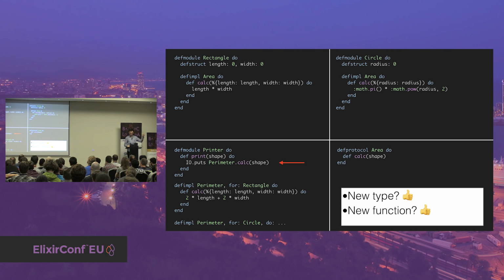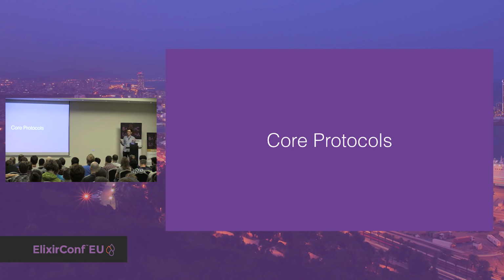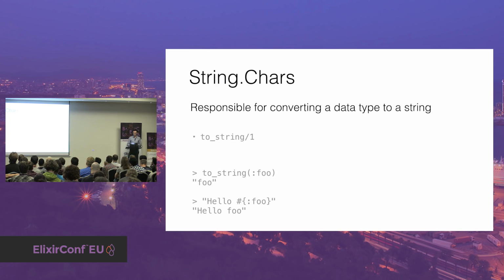All right, awesome. Okay, so now that we know why protocols exist, what problem they solve, let's walk through some of the core protocols that exist in the Elixir language. These are protocols that ship with Elixir that you can implement for doing different things. The first one is a pretty simple one. It's called String.Chars. This is responsible for converting a data structure into a string. And Elixir implements this for atoms and for a few other things. So we can just use it this way.